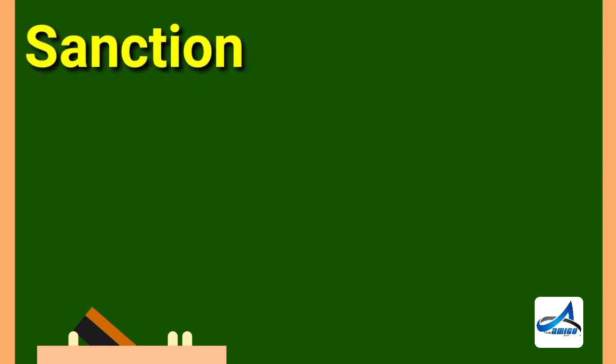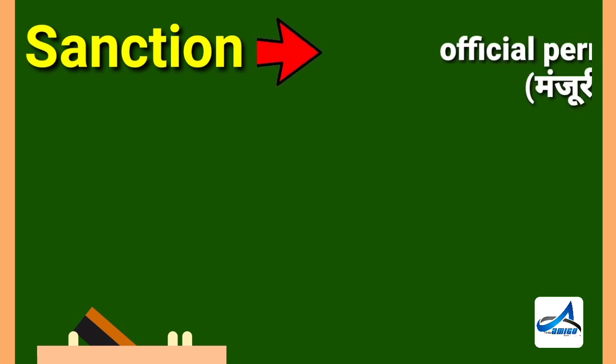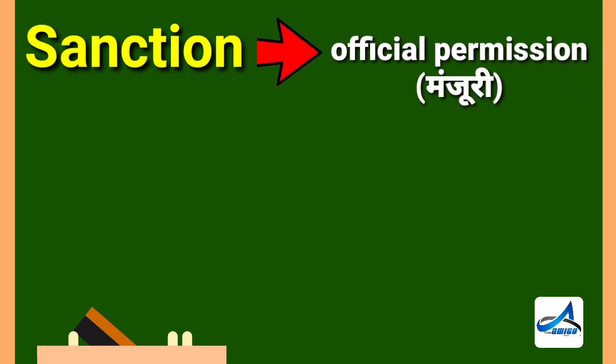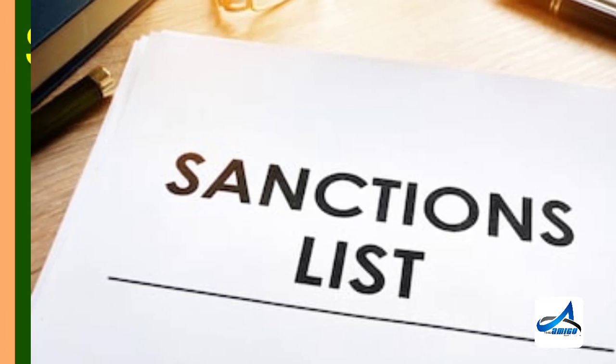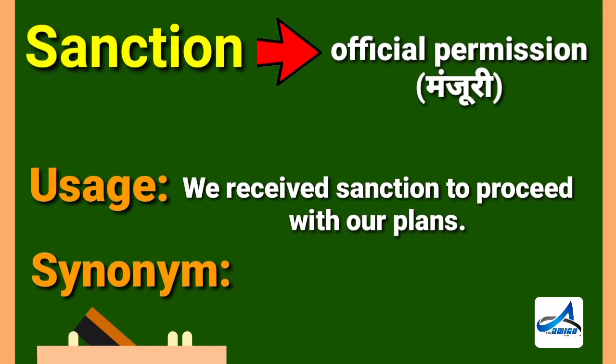The next word that I have for you is sanction. Sanction means official permission. Its Hindi meaning is manjuri. Now look at its sentence. We received sanction to proceed with our plans. Its synonym is approval.